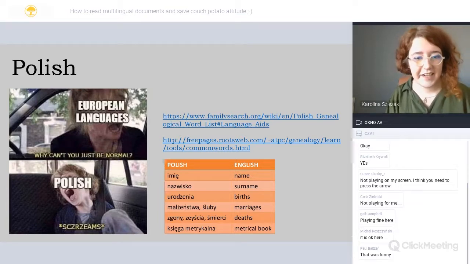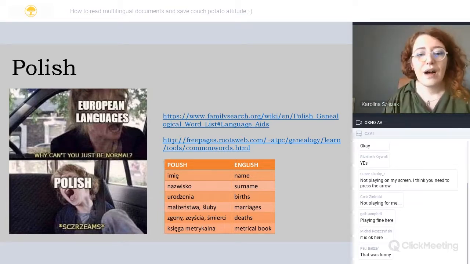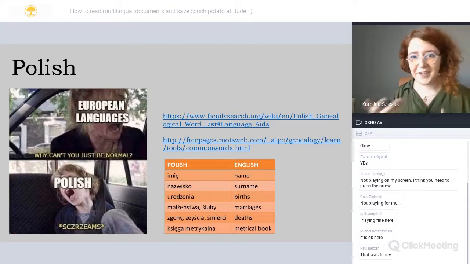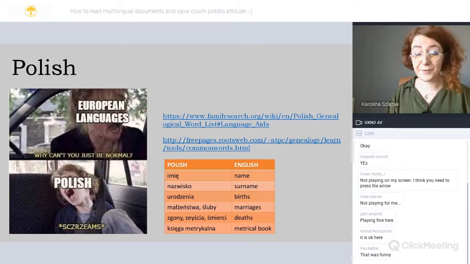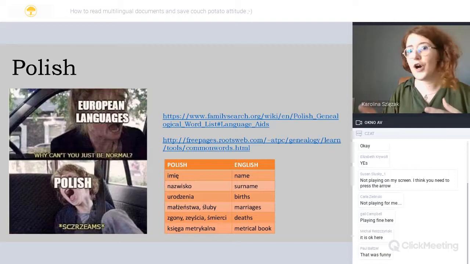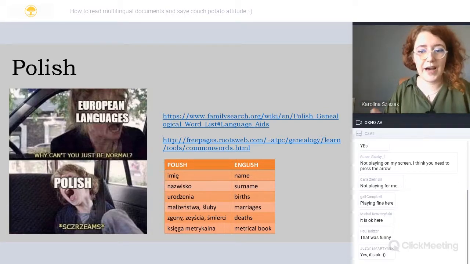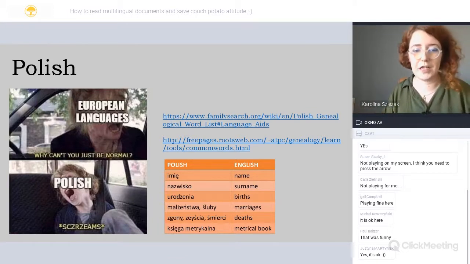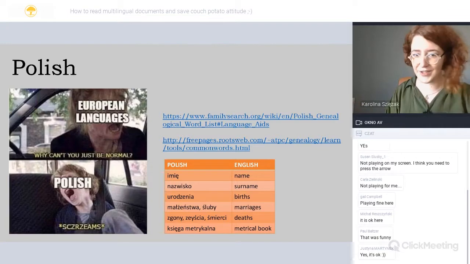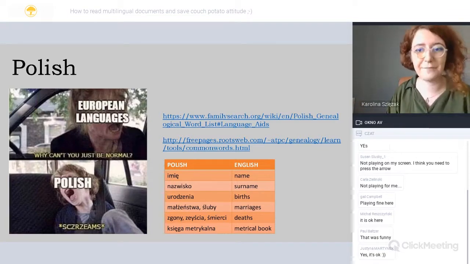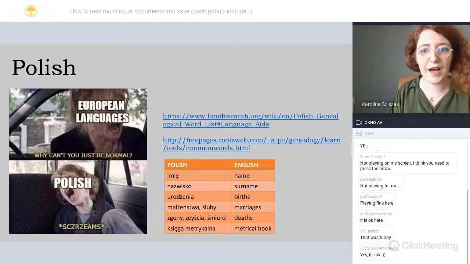We know that there are some very useful names or words that would be good to use while doing the genealogical research, and we have just a few. I have written here just a few useful words.